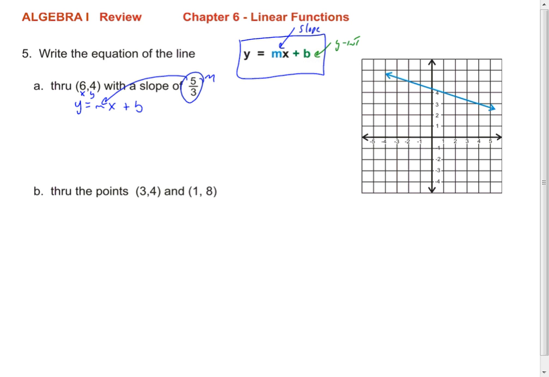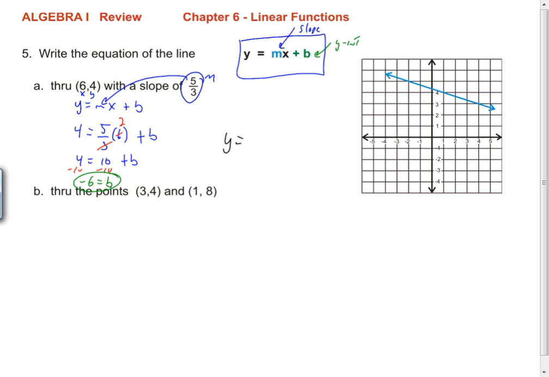Remember, this point has x and y coordinates. So our y is 4, our m is 5/3, our x, right there, is 6 plus b. Let me reduce this fraction. That's a 2. So right now I'm at 4 equals 10 plus b. I'm going to simply add a negative 10 to both sides of this equation, and I end up with negative 6 equals b.